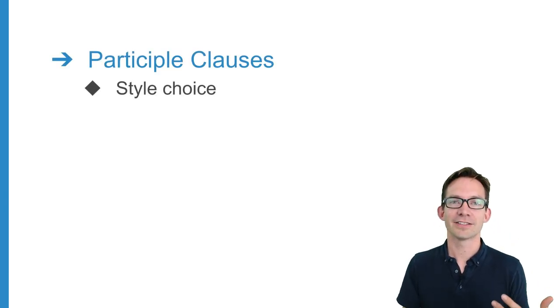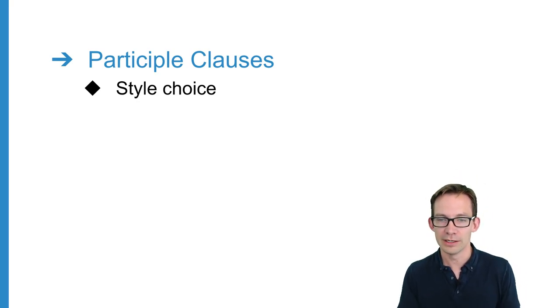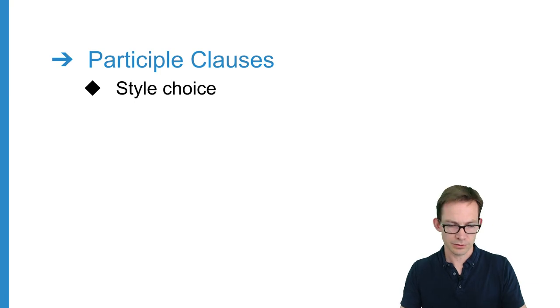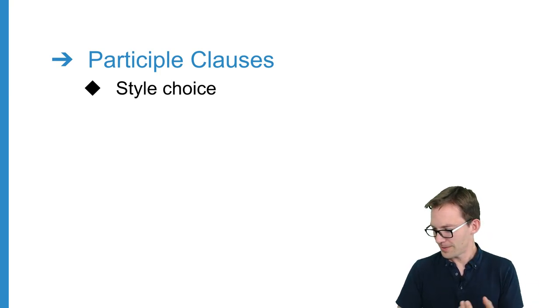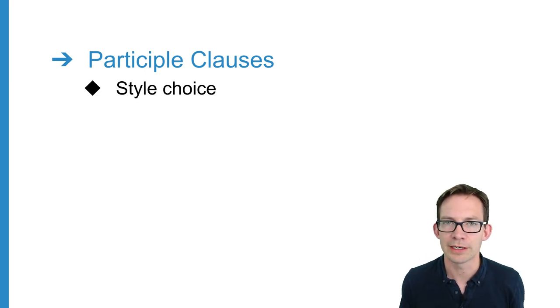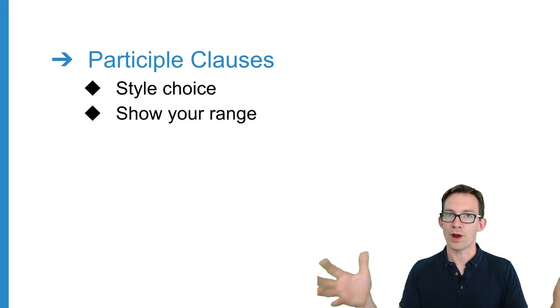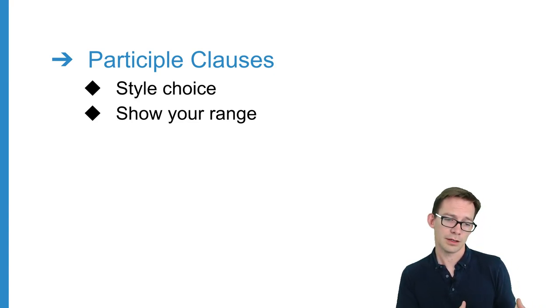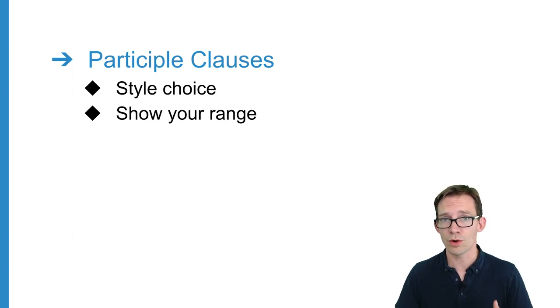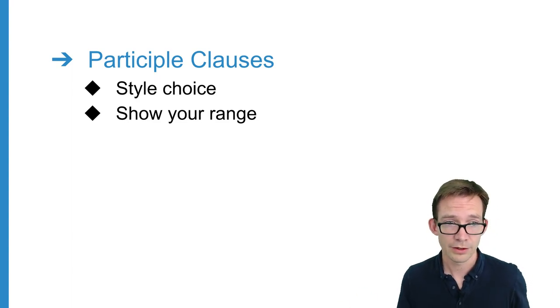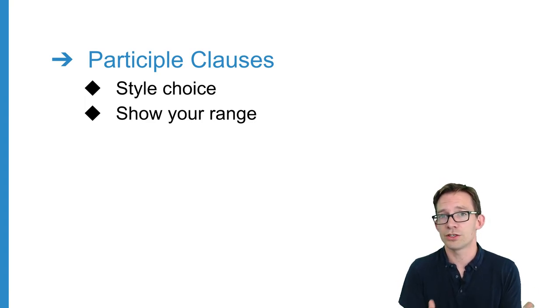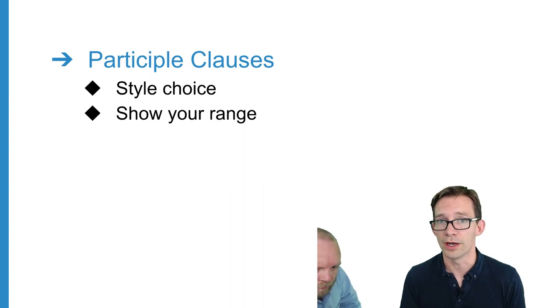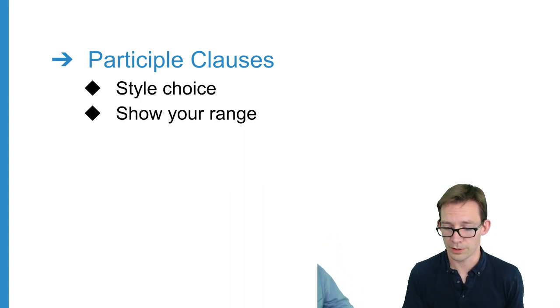Okay. So, participle clauses are a style choice. Okay? You never have to do it. But remember that when you're learning English, when you're writing a test, when you are writing an essay, okay, for a class or something, you want to show your range. You want to show your ability in the English language. And the truth is, that these participle clauses are used more by native speakers than by English students, obviously. They're a more advanced structure. So the only reason you would want to use them is really just to use variety in your writing, to show your range, okay?